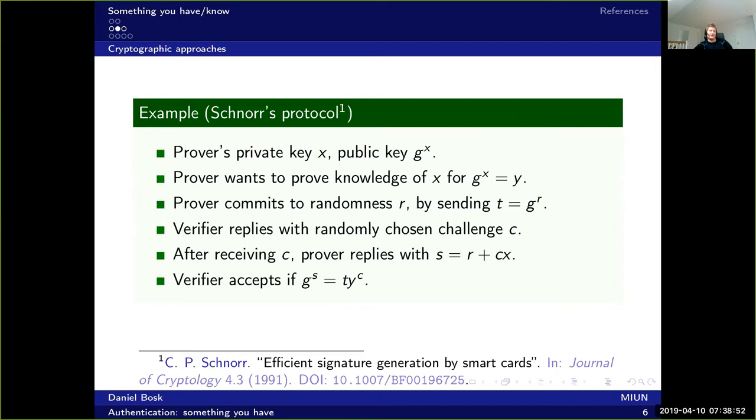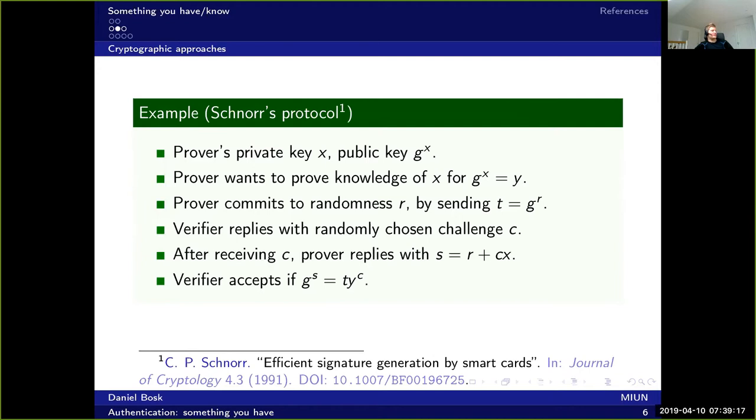someone observing this protocol happening doesn't learn anything about X, which means that they cannot later fraudulently try to trick a verifier that they are this prover when they are in fact not.